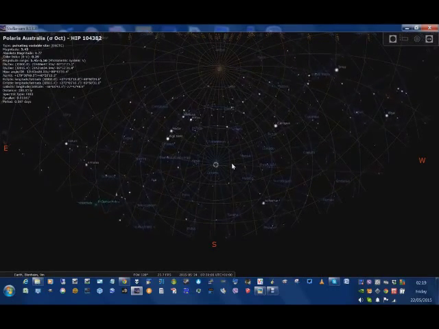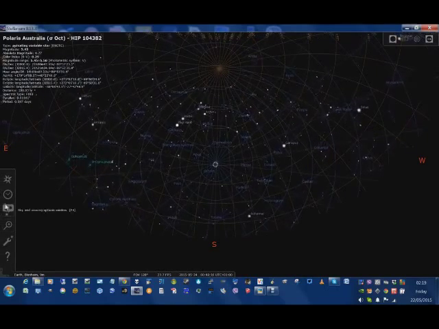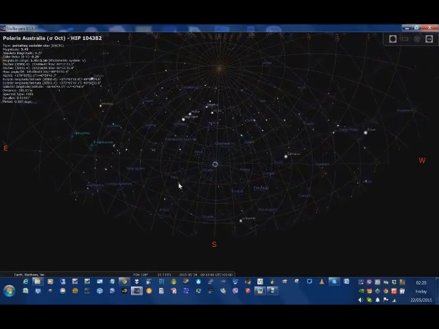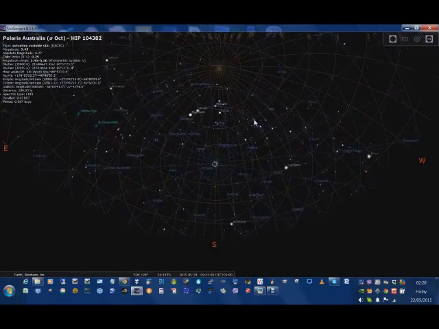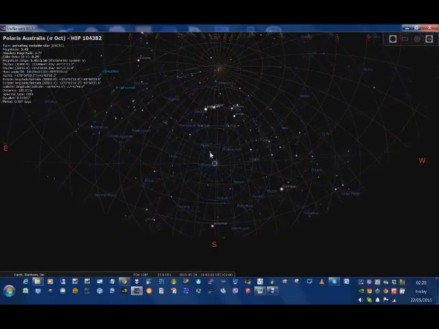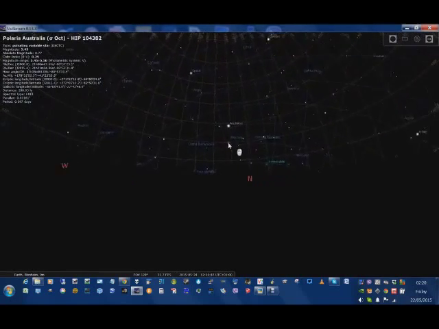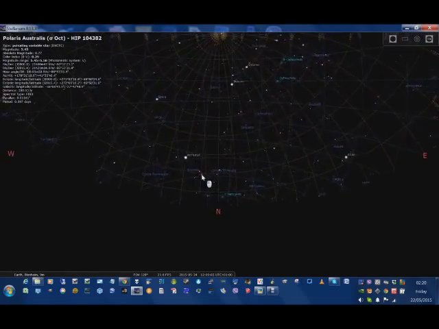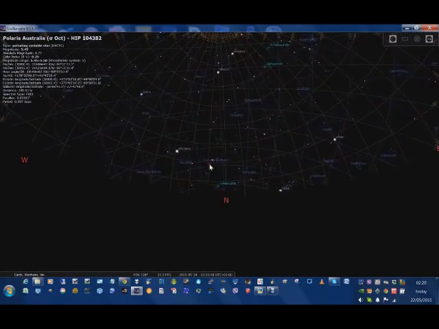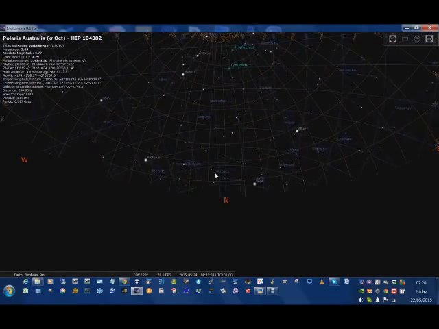Okay. So that matches up with what we would expect to see. A clockwise rotation as opposed to an anti-clockwise rotation, which you see in the northern hemisphere. And when I turn around and I look north, what do I see? I see the kind of flow of stars from one side of the sky to the other, going the opposite direction.